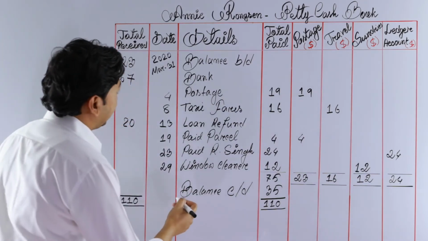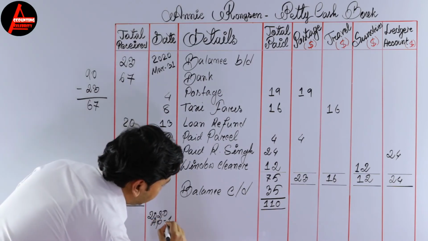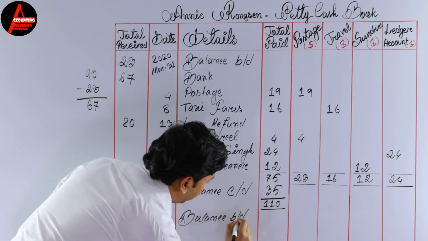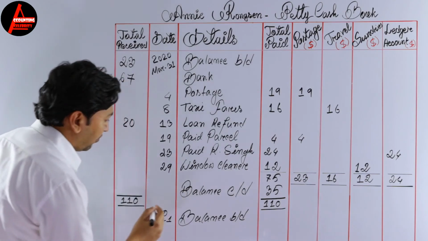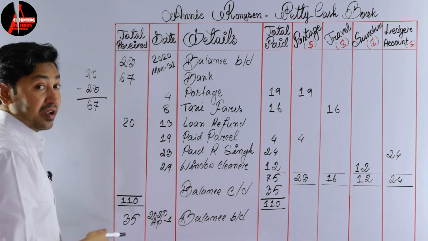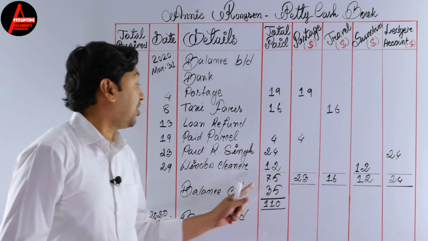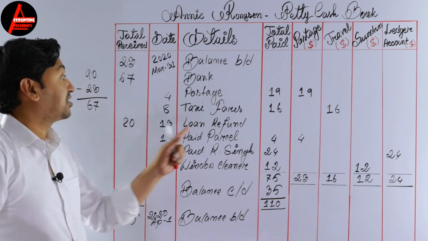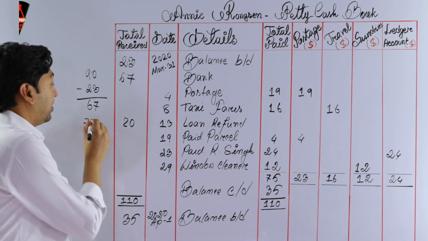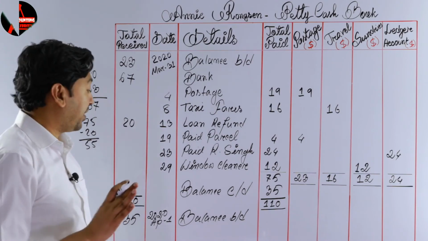So let us write the date here on the date column, 2020 April 1st. We will write balance BD. BD means brought down. Same amount, this $35 will come here on the dollar column, means total receipt column. So this amount will be received by the cashier. But already $20 is received as refund from the employee. So 75 minus 20 equal to 55. So now this $55 will be received by the petty cashier.